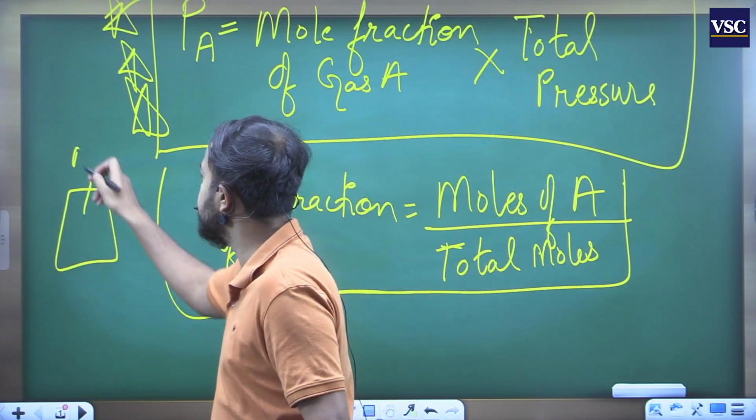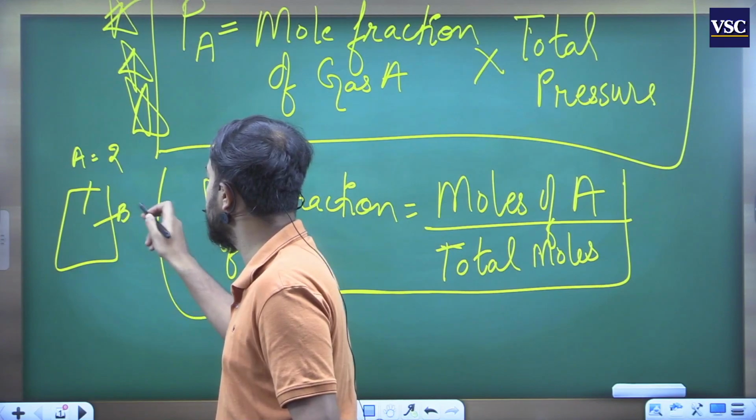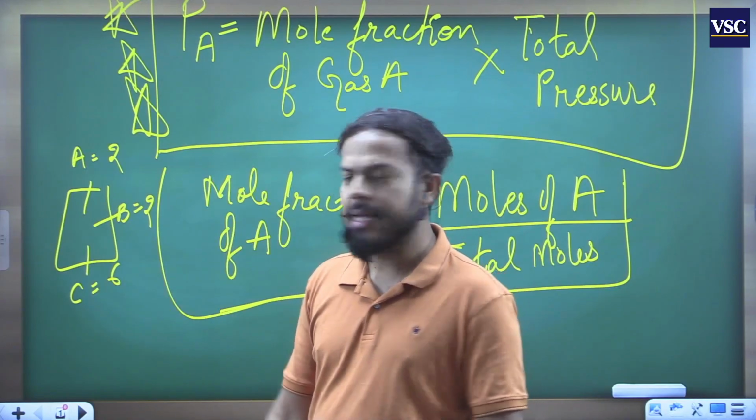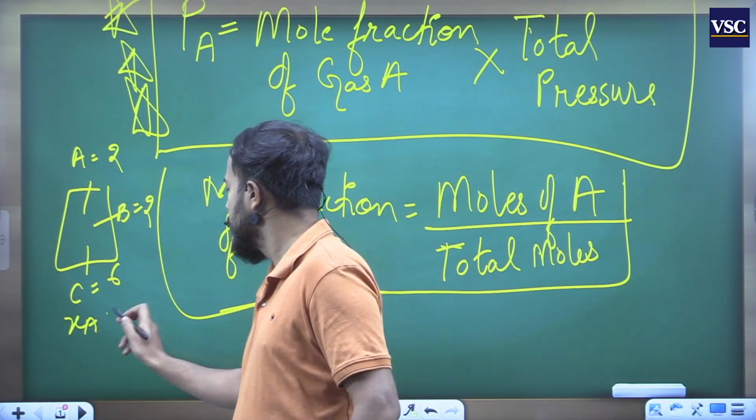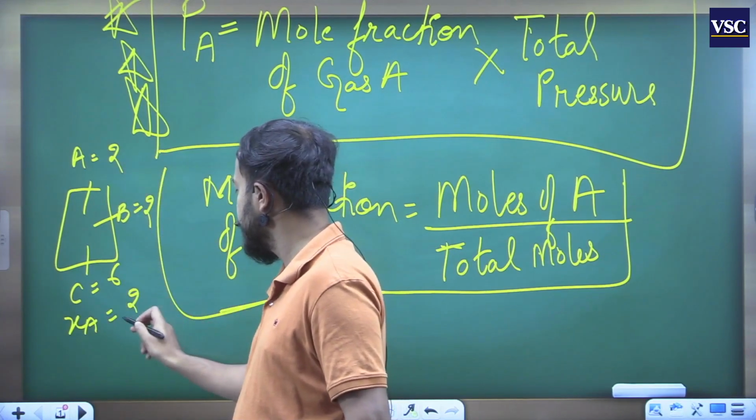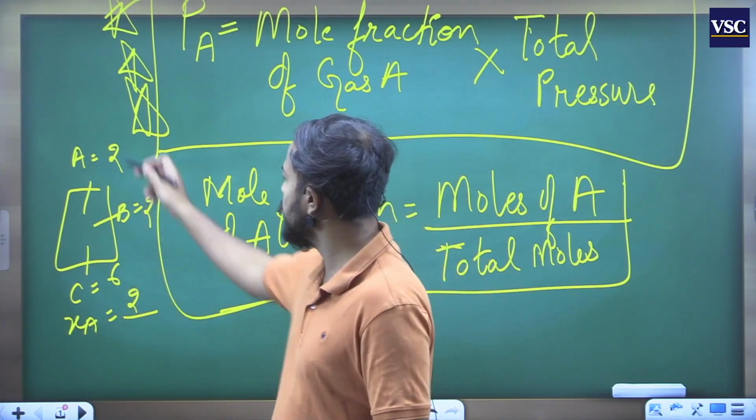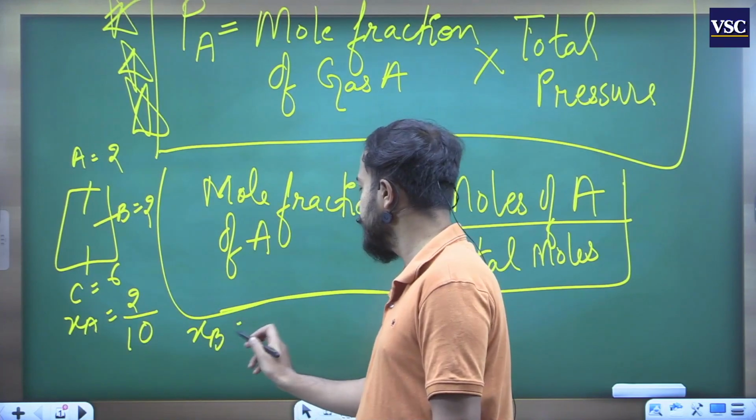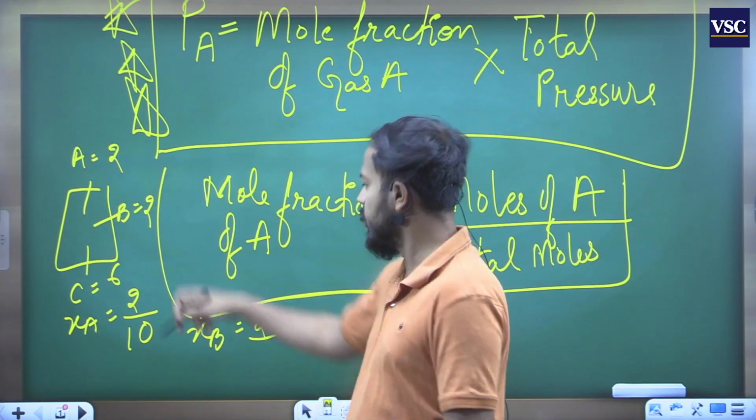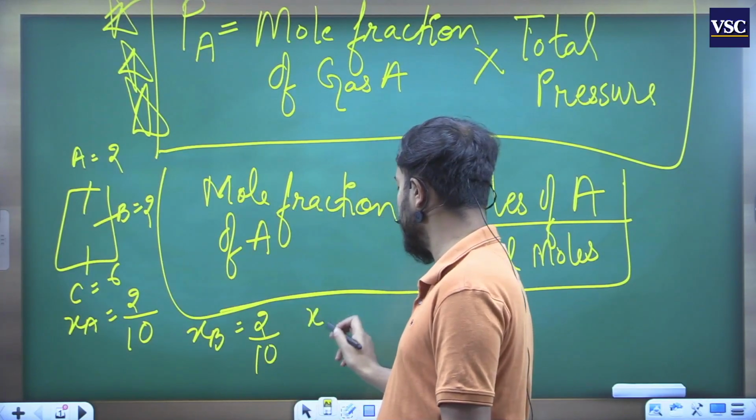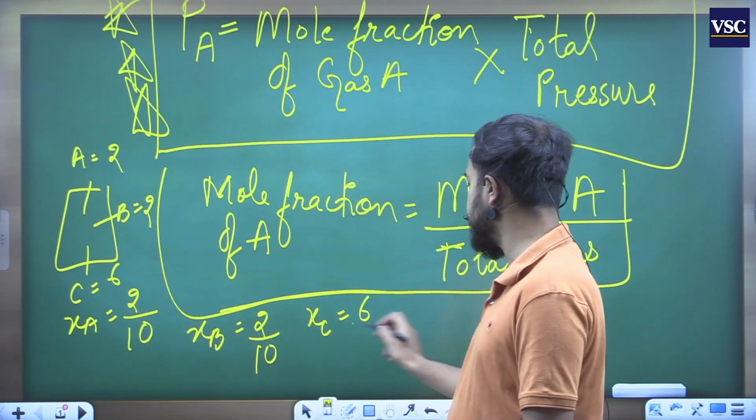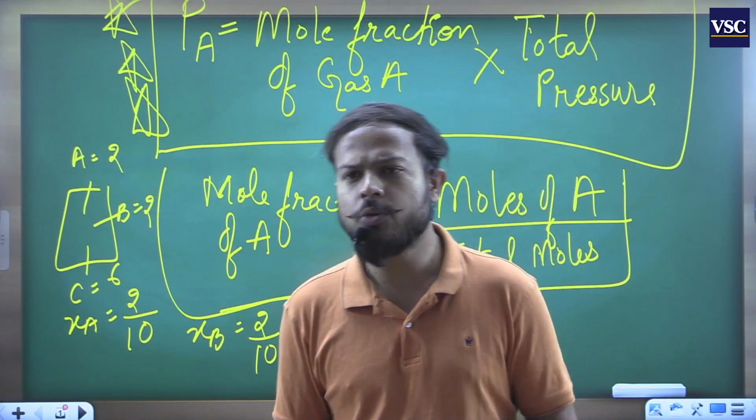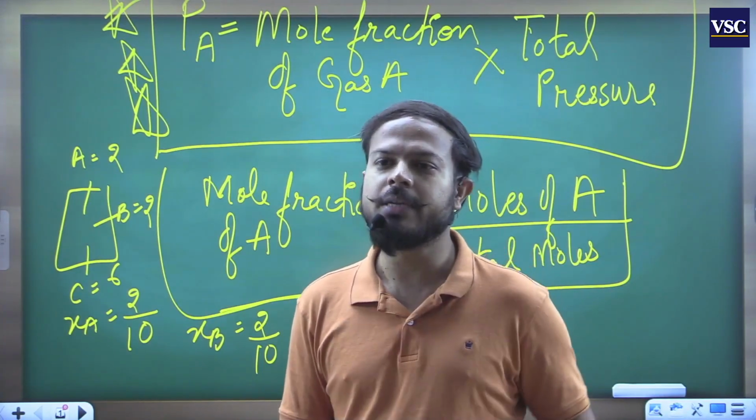Let's take an example. Gas A has moles 2, gas B again 2, and gas C, it is 6. Find the mole fraction of gas A. What will you do? How many moles do we have? 2, divided by total moles, 6 plus 2 plus 2, how much? 10. If you want to find the mole fraction of B, moles of B is 2, divided by total moles, 10. Mole fraction of C: how many moles do we have? 6. And the total moles? 10. This way you'll get the mole fraction. And if you multiply with the total pressure, you get the partial pressure. The data will be given in the question.